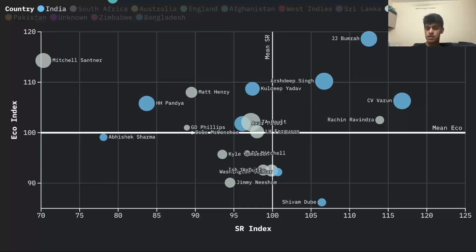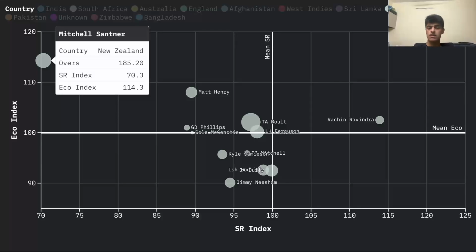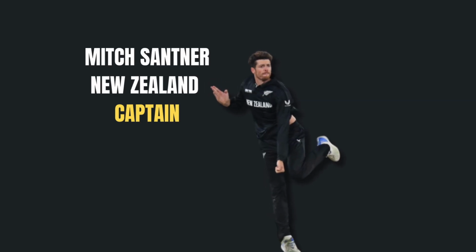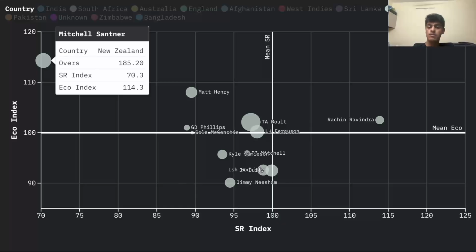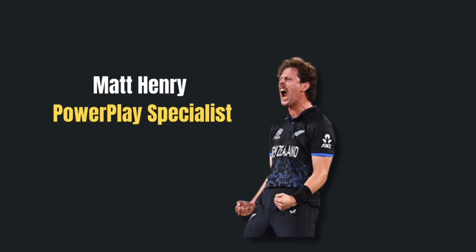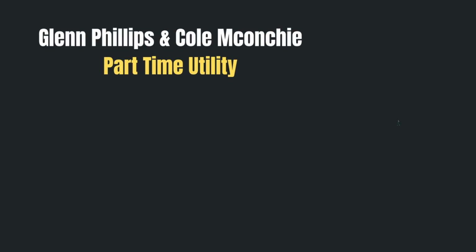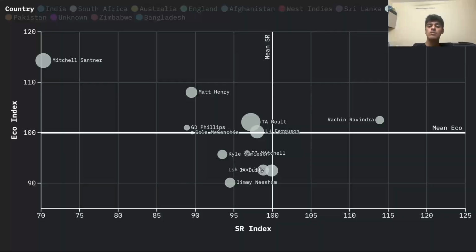Let's analyze them separately. First, if we look at the New Zealand attack, what you will notice is this man over here, Mitchell Santner. Mitchell Santner has an extraordinary eco index. He's one of the best defensive bowlers in the world, but at the same time, he's not picking up a lot of wickets. His strike rate index is just 70.3. Similarly, Matt Henry, Lockie Ferguson, Glenn Phillips, and Cole McConkey all fall into the category of defensive bowlers. Cole McConkey and Glenn Phillips are obviously part timers, but they're performing above average and have gotten pushed into defensive bowlers.